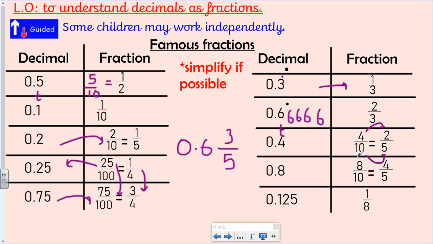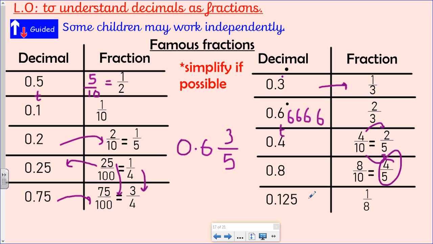So you had 8/10. So 8/10, 8 in the tenths column, is 0.8. So 0.8, 8/10, but we can simplify 8/10. Divide by 2 again. So 10 divided by 2 is 5. 8 divided by 2 is 4. So now we've got 4/5. So again, I'll just go back. 0.2 is 1/5. 0.4, 2/5. 0.6, 3/5. 0.8, 4/5. And then 1 whole is 5/5. Okay, so we're going up in 0.2s each time.